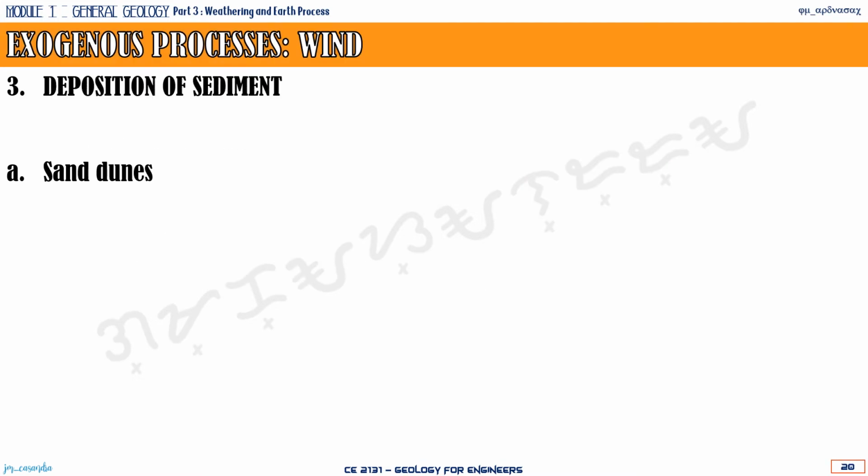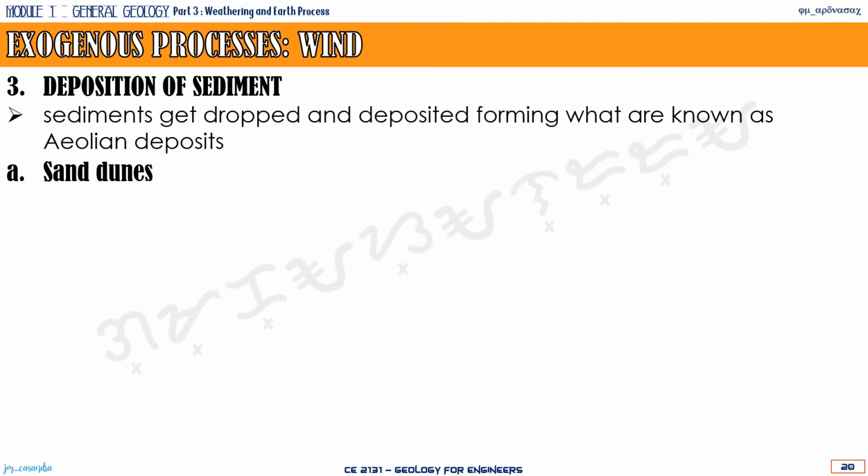So, the next process that is caused by wind is what we call deposition of sediments. Deposition, meaning from the word deposit. So, sediments now are deposited by air or by the wind. How are they deposited? The sediments are dropped and deposited to the ground or to other surfaces, which are now known as aeolian deposits. So, we have different types of deposits.